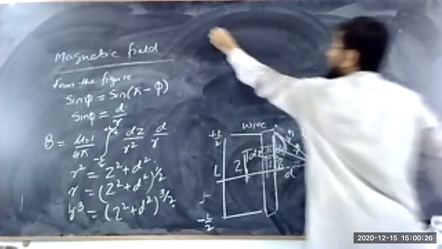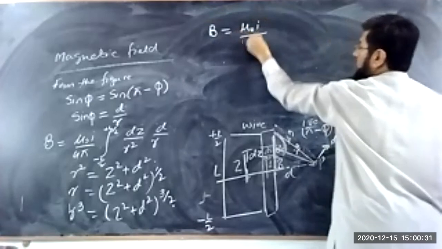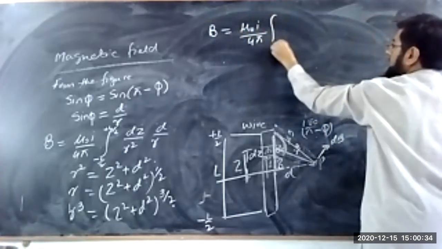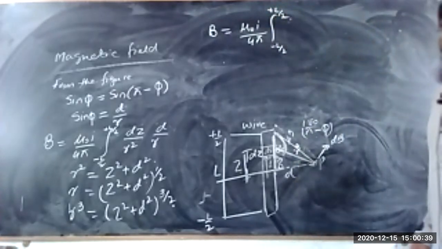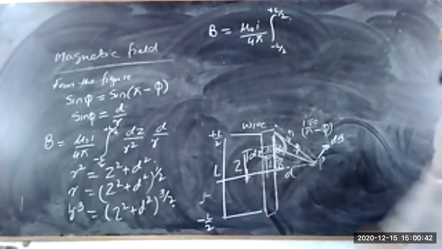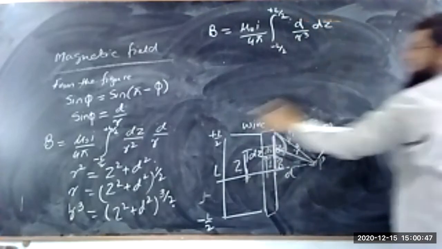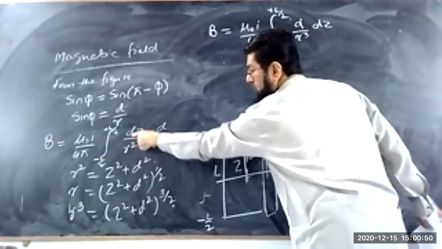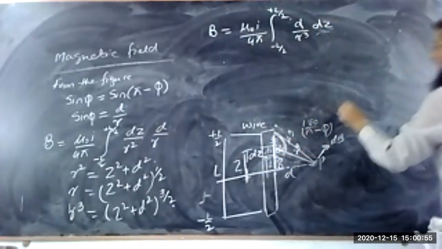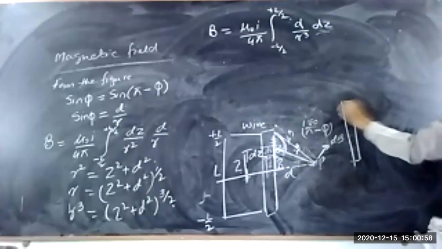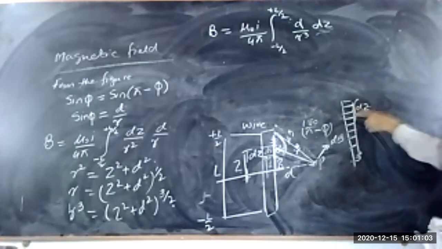The magnetic field B is equal to mu naught I over 4 pi into the integral from minus L by 2 to plus L by 2, because the limits of the integration vary from minus L by 2 to plus L by 2, of d upon r cube into dz. Here dz is varying along the length of the wire, and the sum of all dz gives the integral over dz.